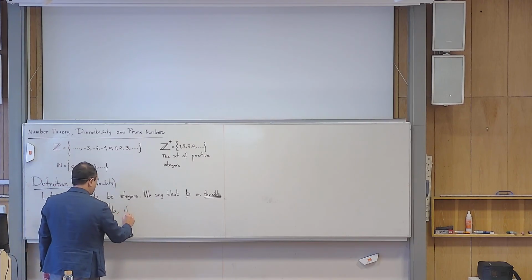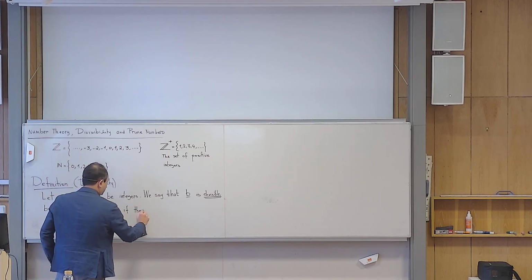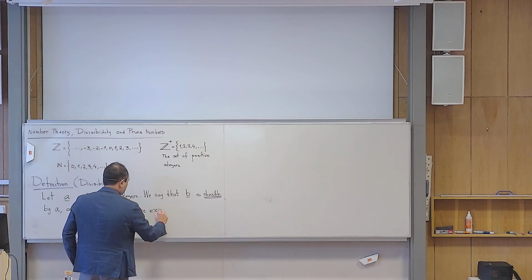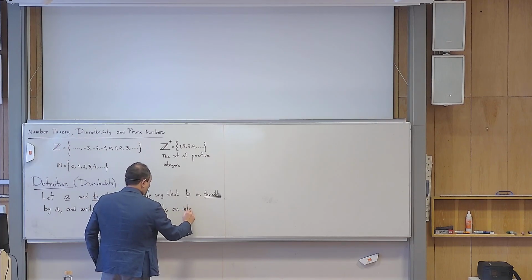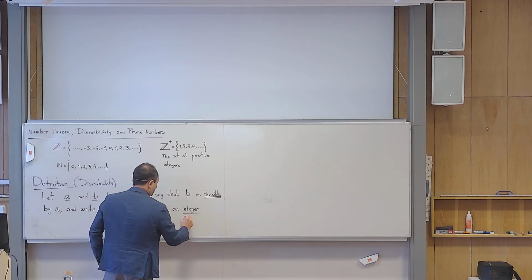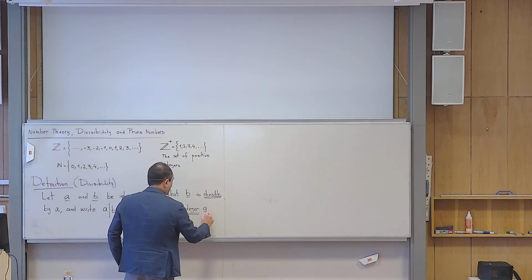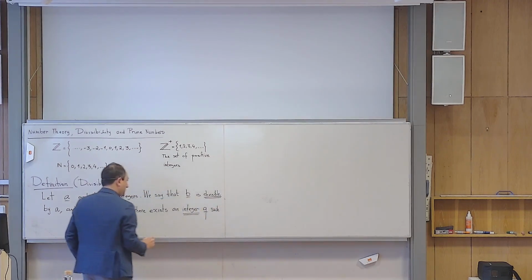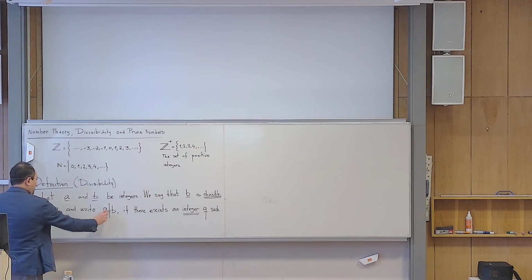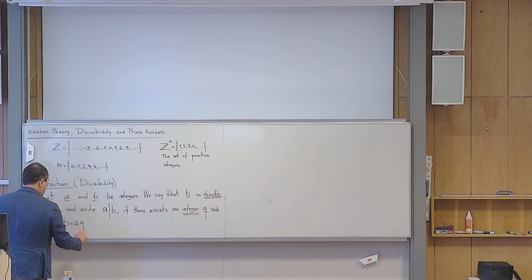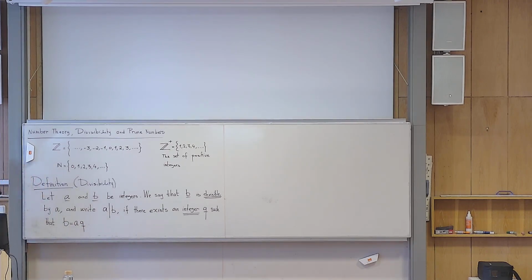So this is read: B is divisible by A, and we write this, if there exists an integer, and I emphasize the word integer, an integer Q such that the number on the right is equal to the number on the left multiplied by that Q. Yes? That is the definition of divisibility of two integers.